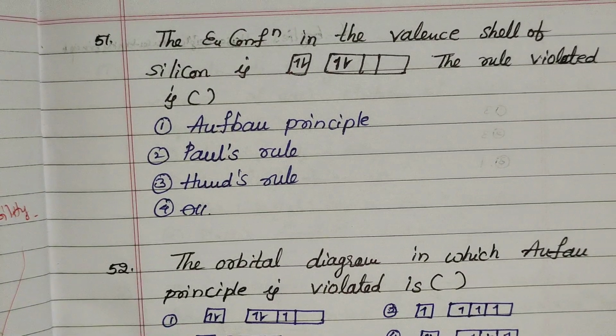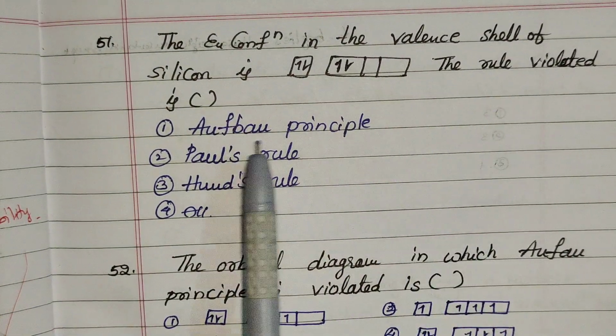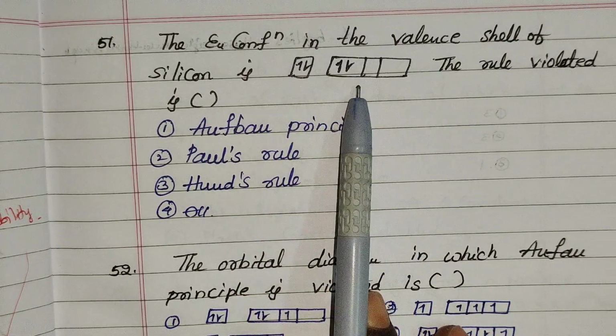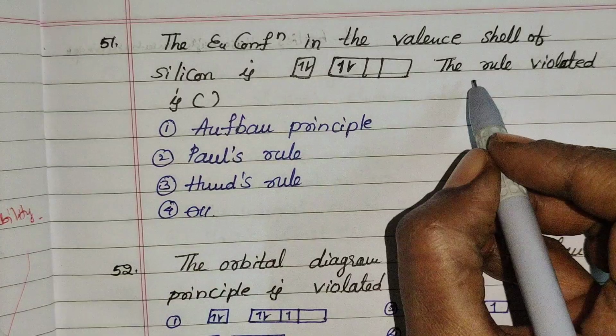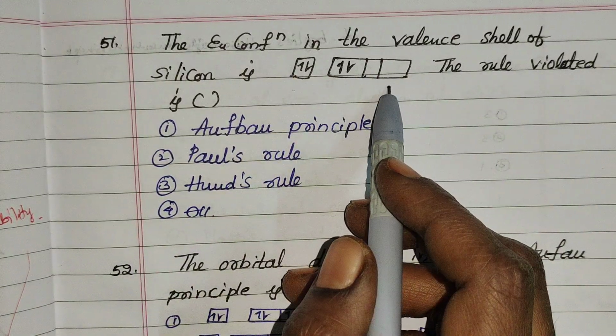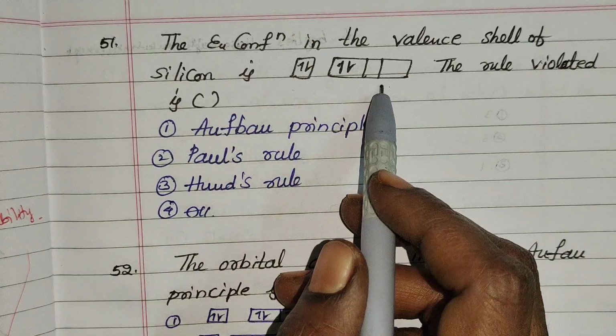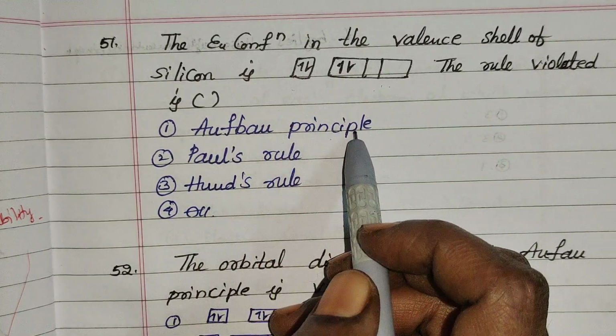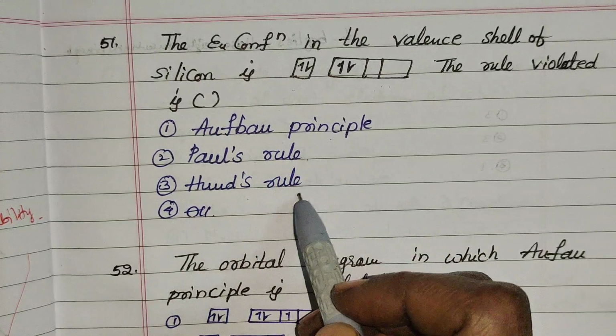Next question: the electronic configuration in the valence shell of silicon. Here the s orbital is filled, in the p orbital, px only 2 electrons are filled. The rule violated is this kind of electron filling in the orbital. Which rule is not being followed? Is it the Aufbau principle, Pauli's rule, Hund's rule, or all?